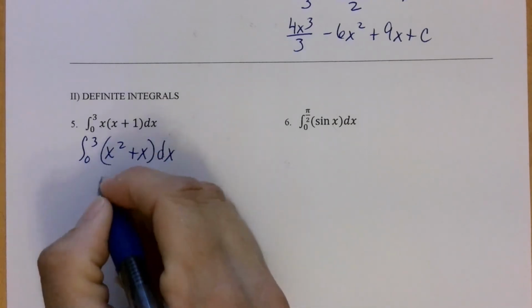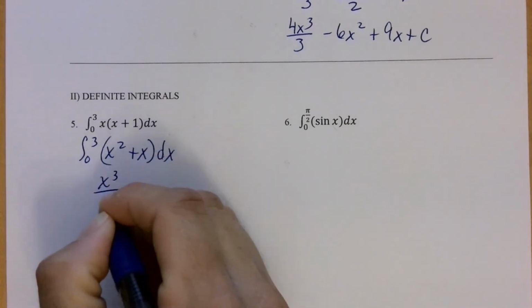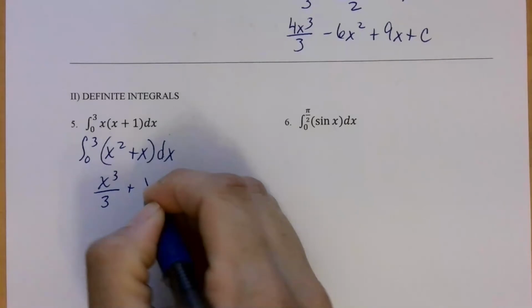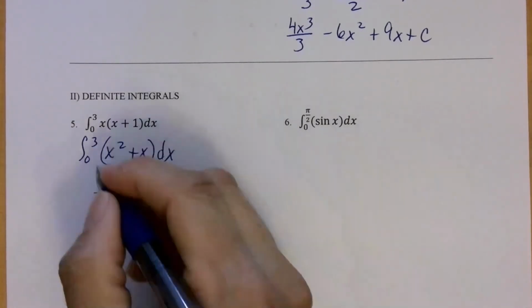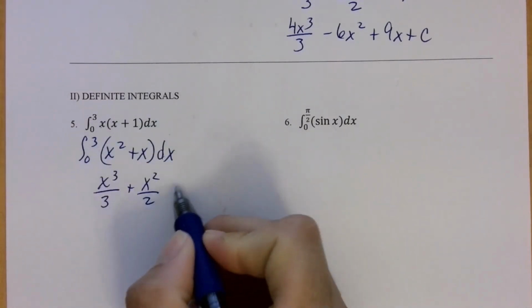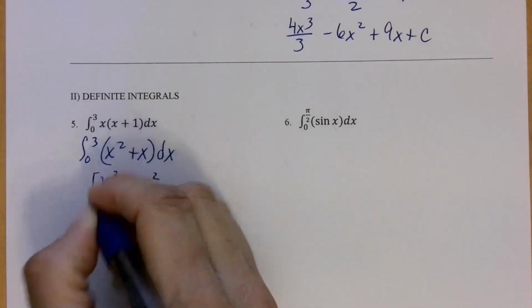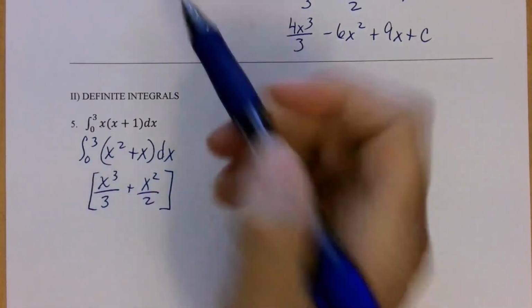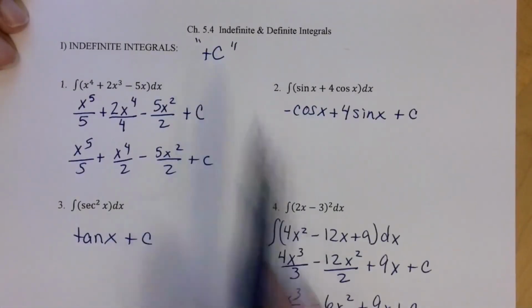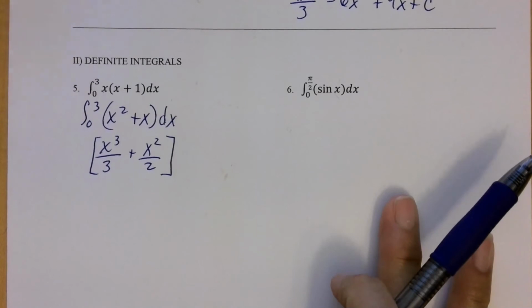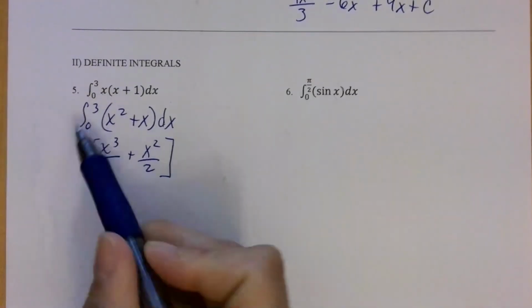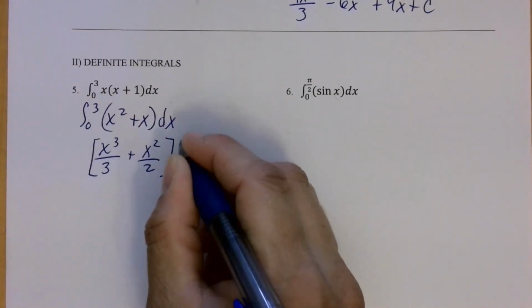All right, so we're going to bump up our power. X cubed over 3 plus x squared over 2. And if you put your plus c on there, once we evaluate, the c's always cancel, so I'm just going to skip that plus c. So you have to have the plus c in the indefinite integrals, but it is really optional for the definite integrals. And we're going to evaluate from 0 to 3.